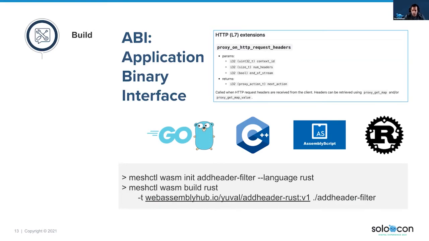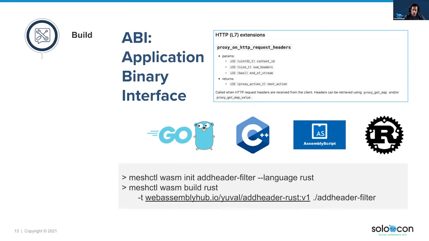We have prepackaged filters in several languages, and we allow you to quickly and easily get started. With meshctl, the Gloo Mesh command line tool, we've added a wasm subcommand that allows you to easily initialize a filter. With meshctl wasm init, it creates a base filter so you can start writing code.